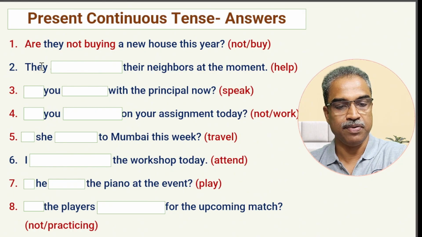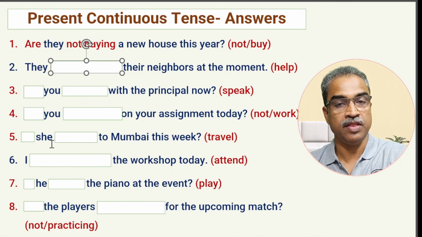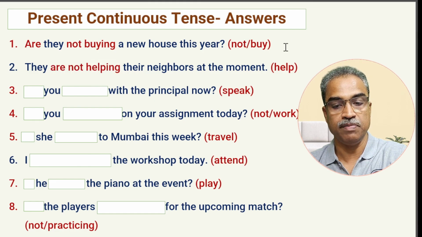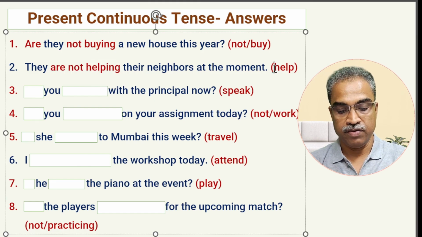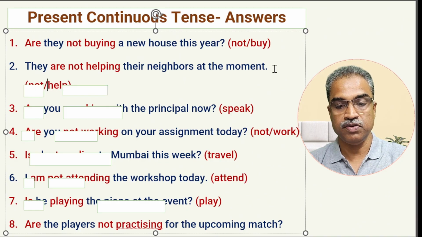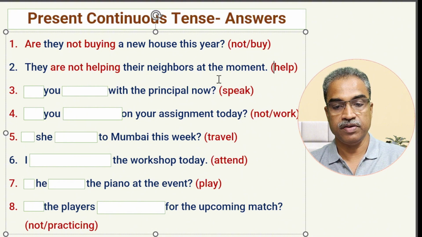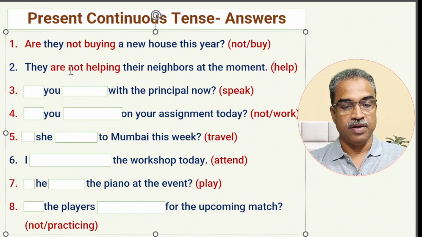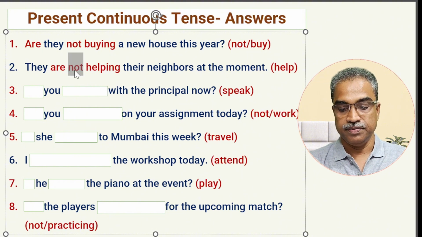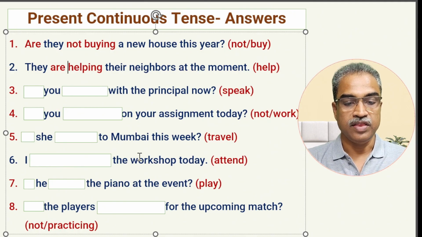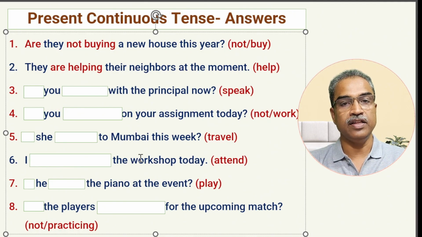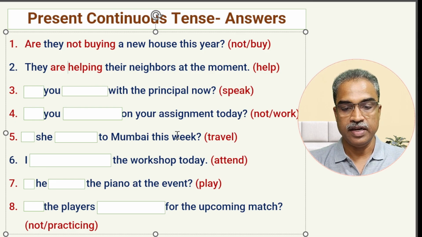Next is help. They, we are using present continuous tense. So they are not helping. Once again, I have not given here not. Let me just put that. Okay, not. Sorry, I just leave it because I can just remove this not. Now it's okay. They are helping their neighbors at the moment. It's an affirmative statement.